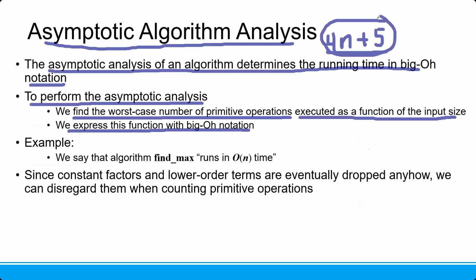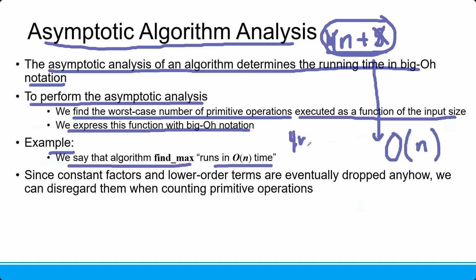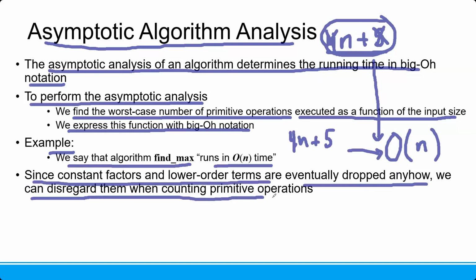So you can calculate the primitive operations, like we have one operation, and then we have n operations, we have two operations, we have 2n operations, and so on. And now, after we have, like this one, 4n plus 5, we need to express this function with big O notation. So I can say this is O(n). Why? Based on the rule, we can drop the lower order and we can drop the constant. So we can just say that 4n plus 5 is O(n). For example, we say that the algorithm findMax runs in O(n) time.